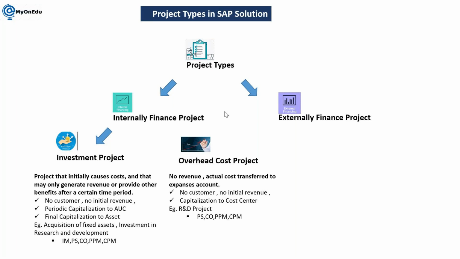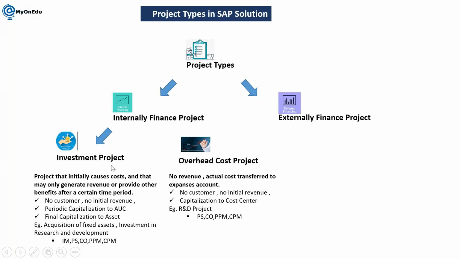Externally financed: let's say a customer is asking us to implement SAP. We are the IT company, and we are implementing SAP for my client. That is externally financed, where I have a customer and I am getting money to work for them. Internally financed projects are again categorized into two different types: the investment project and the overhead project.